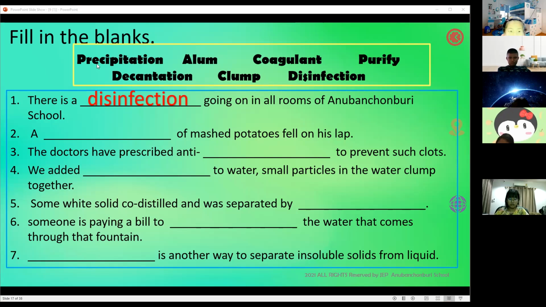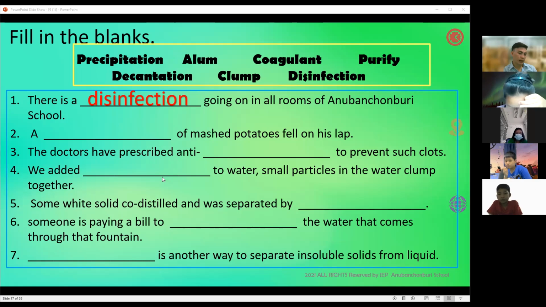Number one here is given to you as an example. There is a disinfection going on in all rooms of Anuman Chunburi School. So the answer there is disinfection. What about number two? Who wants to answer number two? Anybody? Who wants to answer number two?